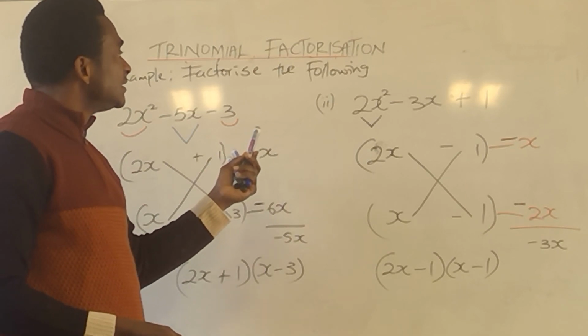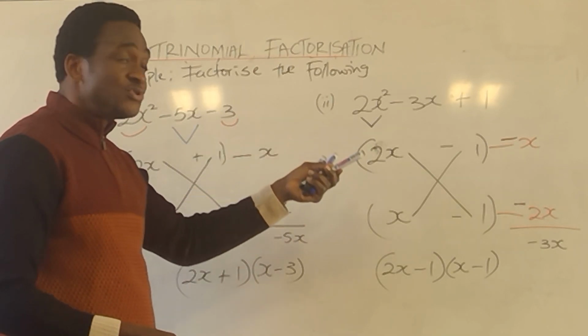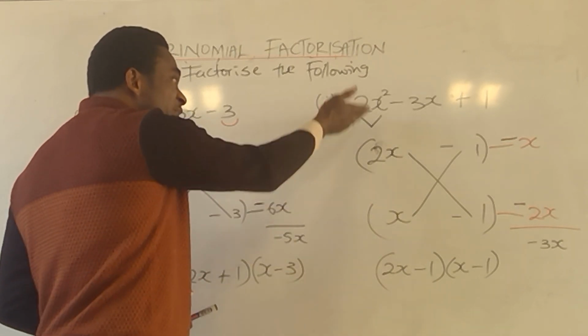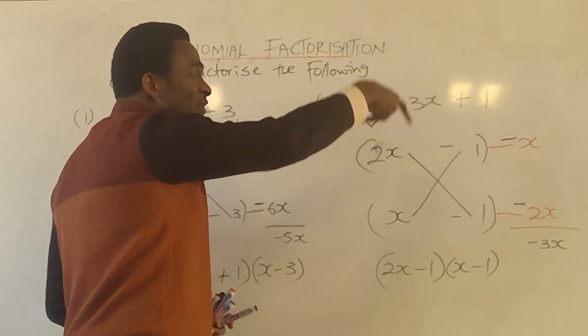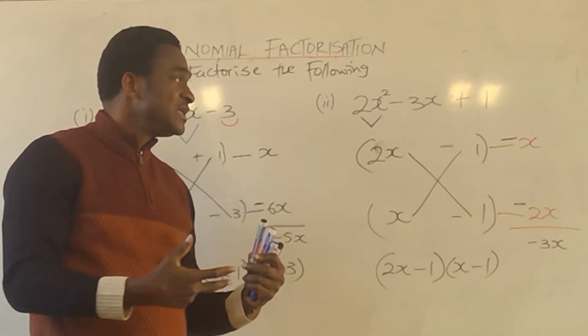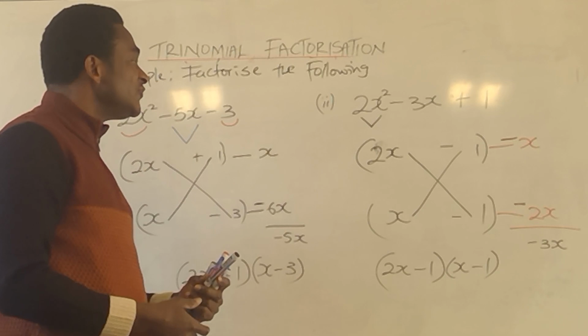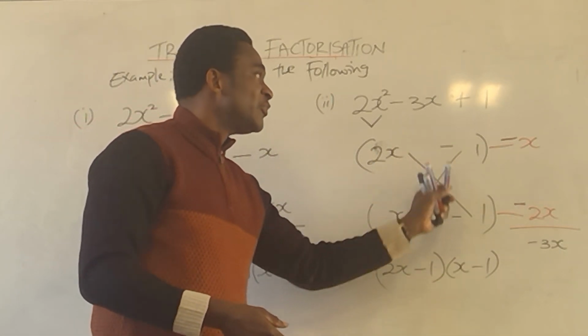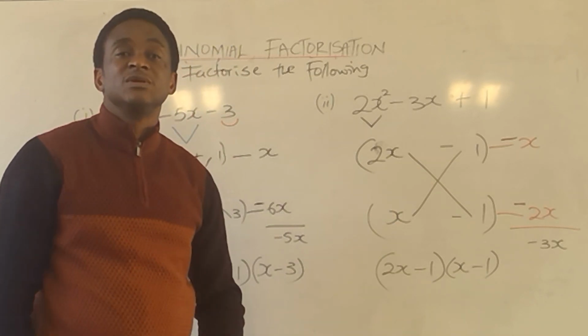So for these two, this is the method you use. Irrespective of what you have here, you just break this down and try and break the last one down. If it doesn't work, keep on trying, keep on changing the numbers until you arrive at the one that will give you the middle term as well as the product giving you the last term.